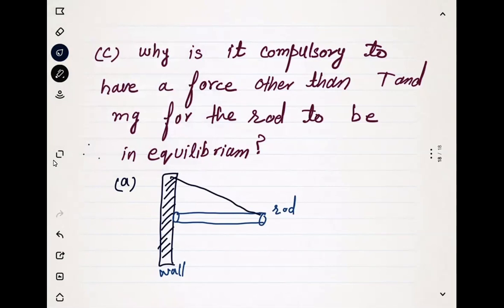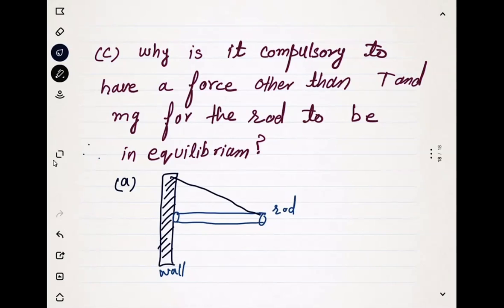Why is it compulsory to have a force other than... now list the forces. The A part is about listing the forces. So there are three possible forces in total. One of them is the weight, the other force is tension, and the third force will be at the point of contact between the rod and the wall.